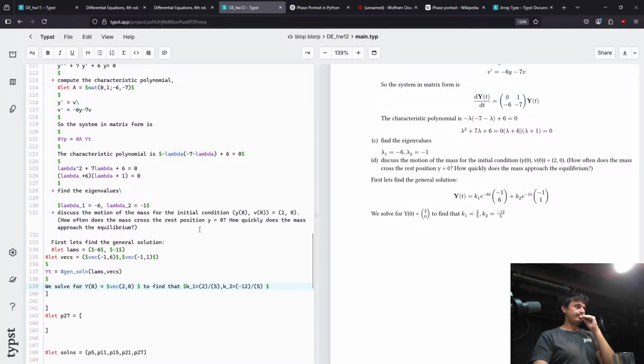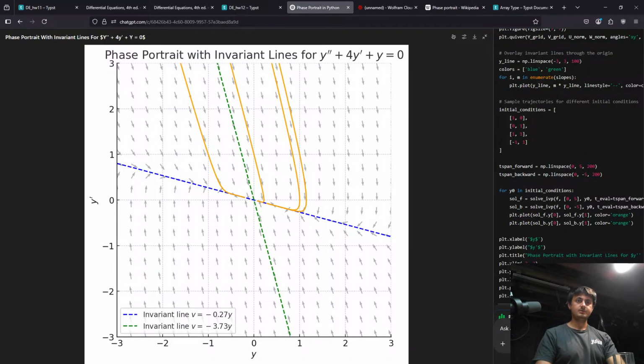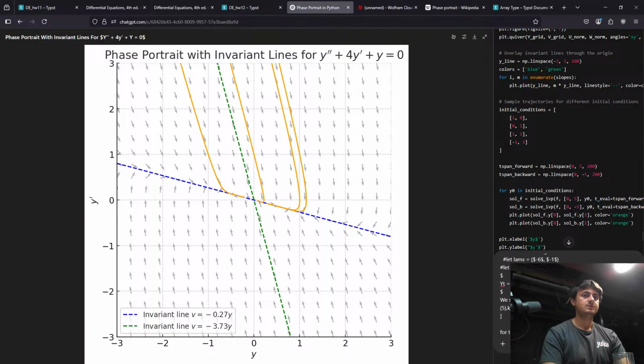And let's just get a phase for this system. Can you do the same plot with direction field and straight lines, but only use the trajectory of y0 equals 2, 0.